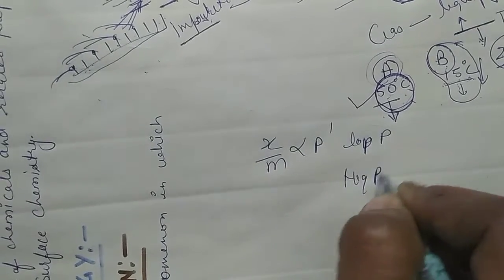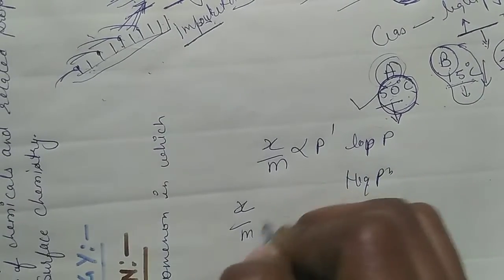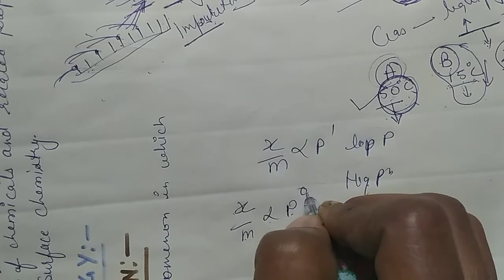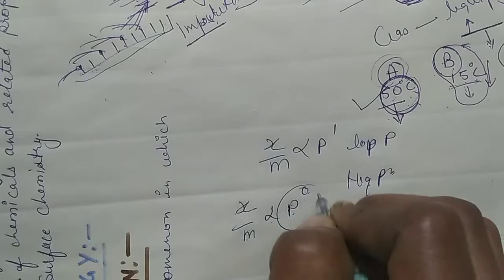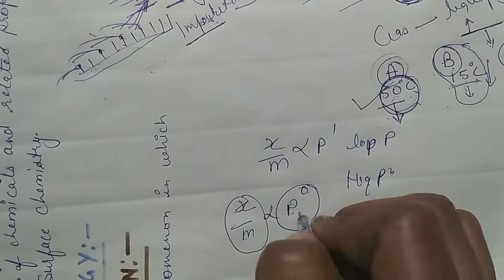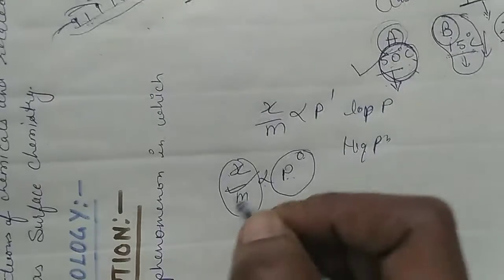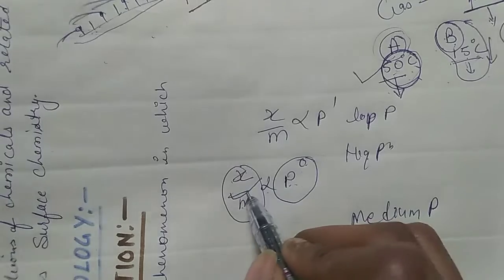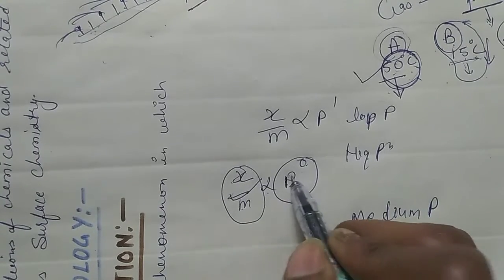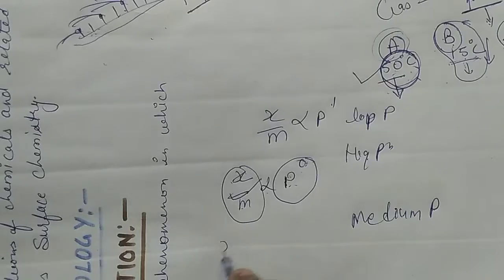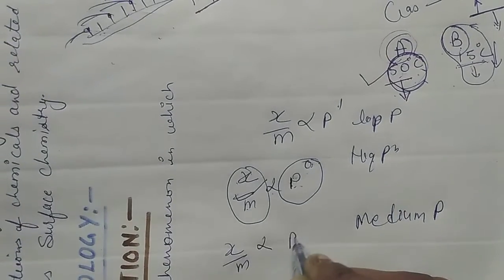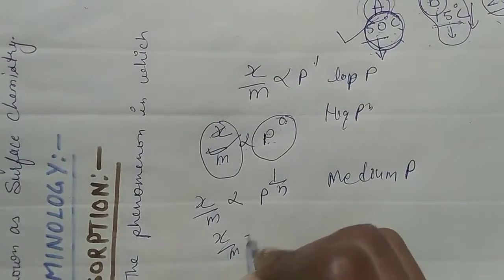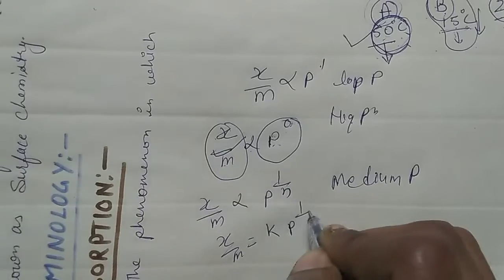At very high pressure, there is no effect on x upon m. So we can say x upon m is directly proportional to p to the power 0, which means there is no effect of pressure on x upon m; it is a constant value. In the medium range of pressure, the effect of pressure is between the 0 and first power, so we can say x upon m is directly proportional to p to the power 1 upon n, or x upon m is equal to k p to the power 1 upon n.